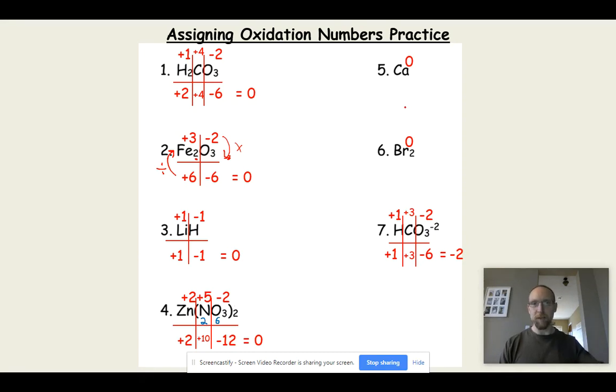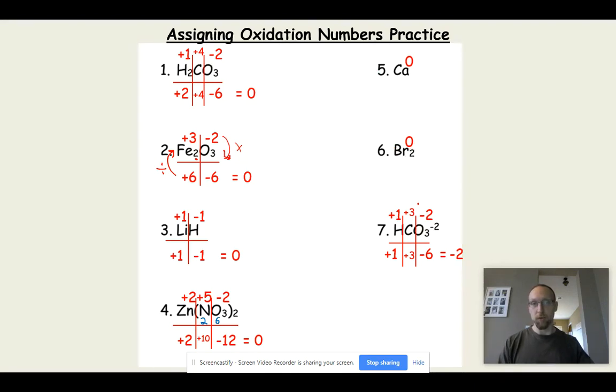5 and 6 are reminding you to remember your rule number 1. Uncombined elements get a 0. So don't overthink these and start using the rules for compounds. Right? When it's an uncombined element, when they're all alone, they get a 0. So don't forget that. You screw that up, it's going to make a lot of problems going forward in this unit. Right? Uncombined get a 0.